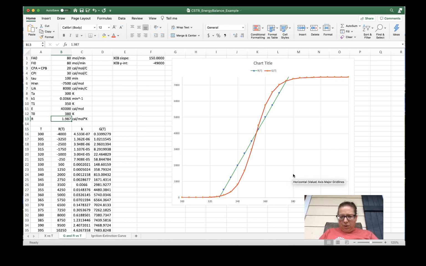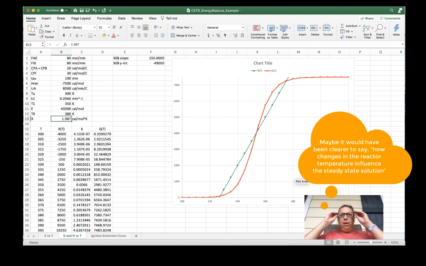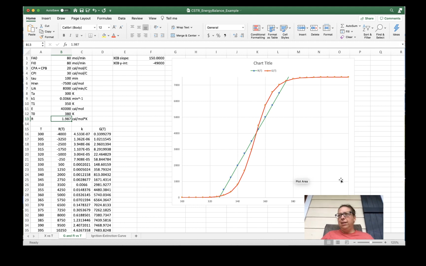All right, so in this video, this will be the last video in the lecture on energy balances and CSTRs, and I want to talk about how changes in the reactor temperature influence the reactor temperature. So think about a CSTR operating at some steady state condition, but something happens to cause the reactor temperature, the T, to change.